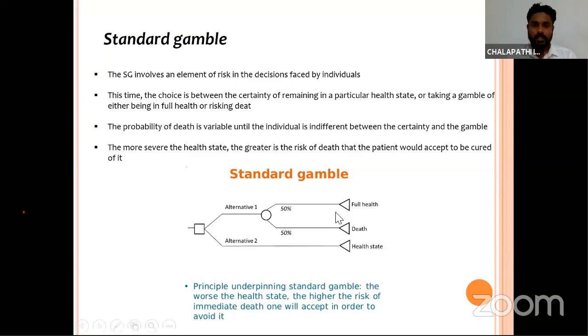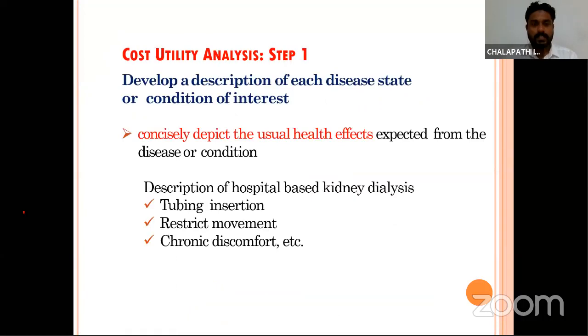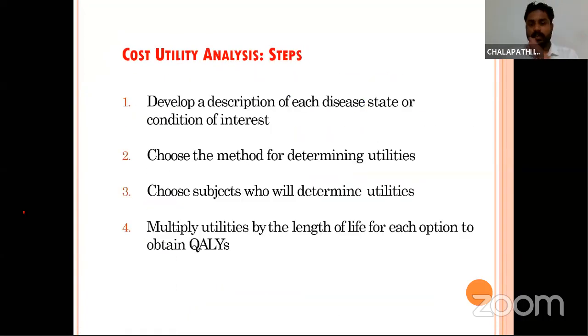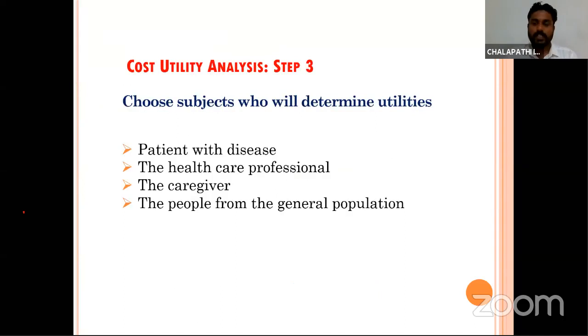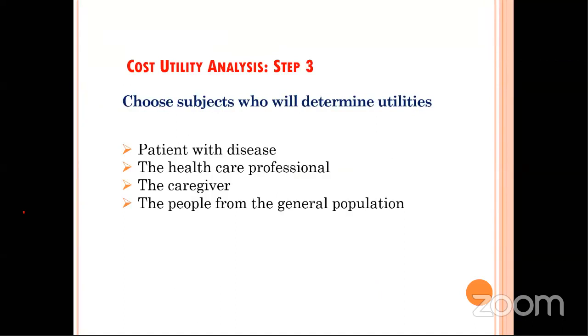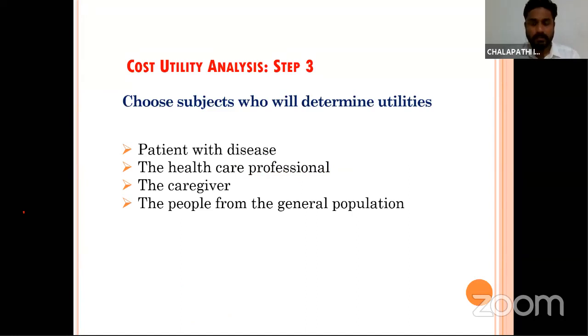If no, I will move to the next slide. As I said, the first step is we will do a description of each health status. Second, we will calculate the utility. Third, as I said, there should be someone who can determine the utility. I am giving an option to the patient. You can choose any one out of this.